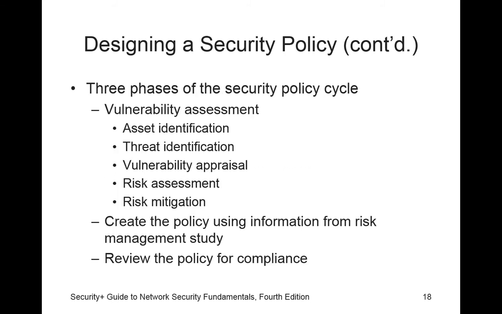What are the three phases of the security policy cycle? Vulnerability assessment, which is what we're going to do in Tulsa: asset identification, threat identification, vulnerability appraisal, risk assessment, risk mitigation. We create a security policy based on that information from the risk management study, and then review that policy every so often for compliance.